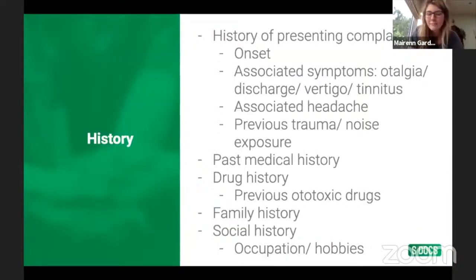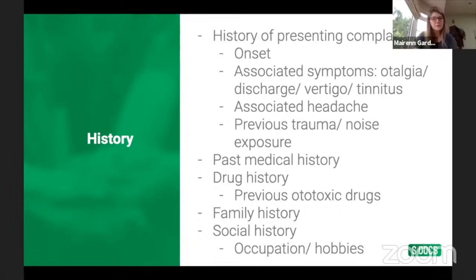So if a patient comes to you presenting with hearing loss, you go over the normal history that you'd take with any patient. Start with the history of presenting complaint. Discuss the onset of their hearing loss. Some might have a very sudden onset, whereas some is more gradual. For example, old age hearing loss is more gradual, whereas sudden onset sensorineural hearing loss is quite sudden.